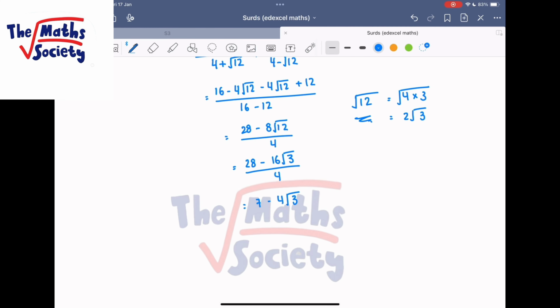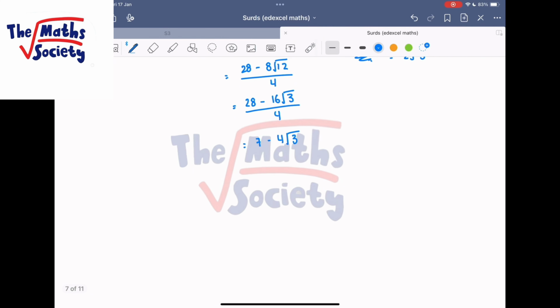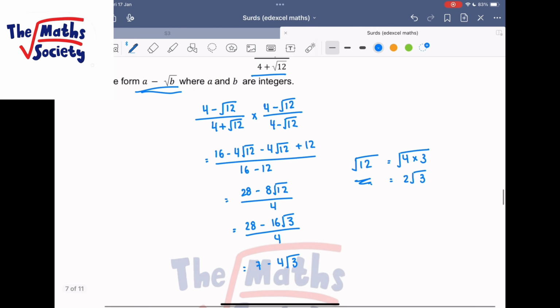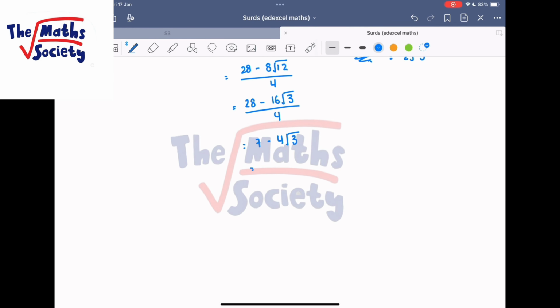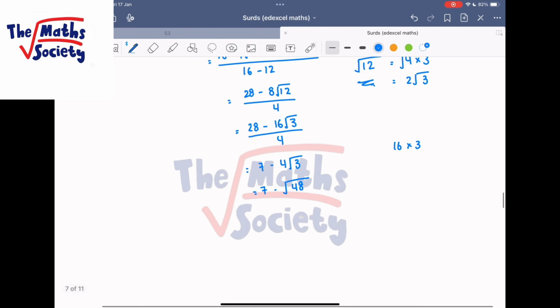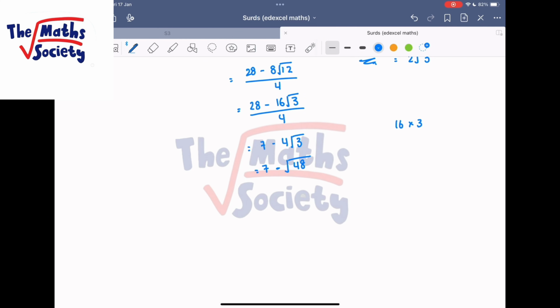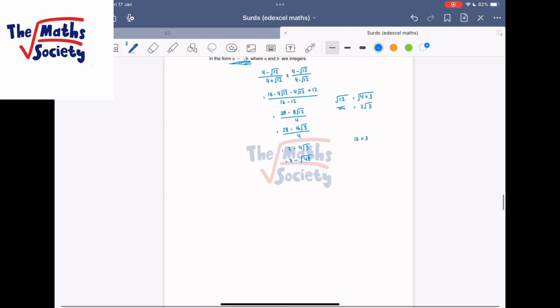You always need to make sure that the number within the root doesn't have a square number in it, so that it's the most simplified version. So 7 minus 4 root 3, a minus root b. Yep, so it's in the form a minus root b. We've got to multiply again. So that should be 4 times 4, 16, multiplied by 3, isn't it? So it should be 48. So that's 7 minus root 48. If they ask you in this form, it probably shouldn't be necessary to change it back, but as long as you can change it back at the end, it should be fine. So that's 7 minus root 48.